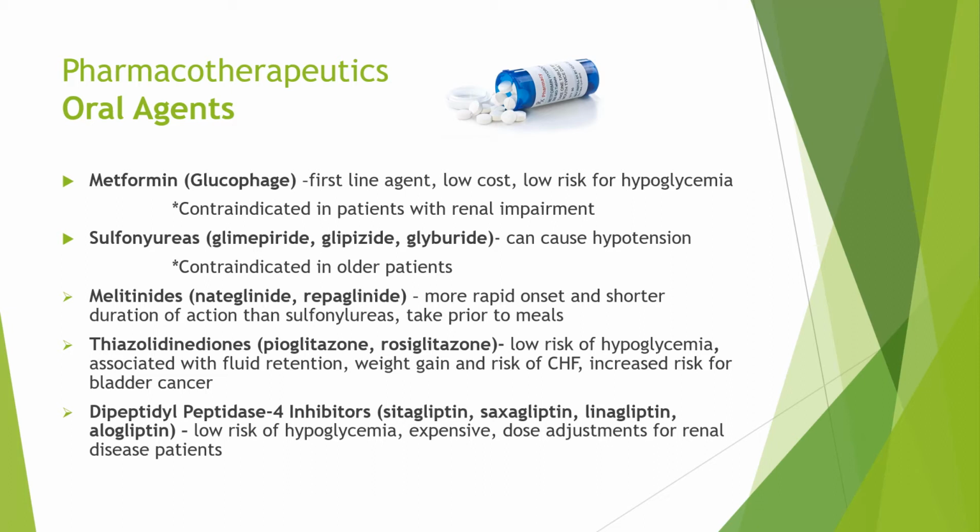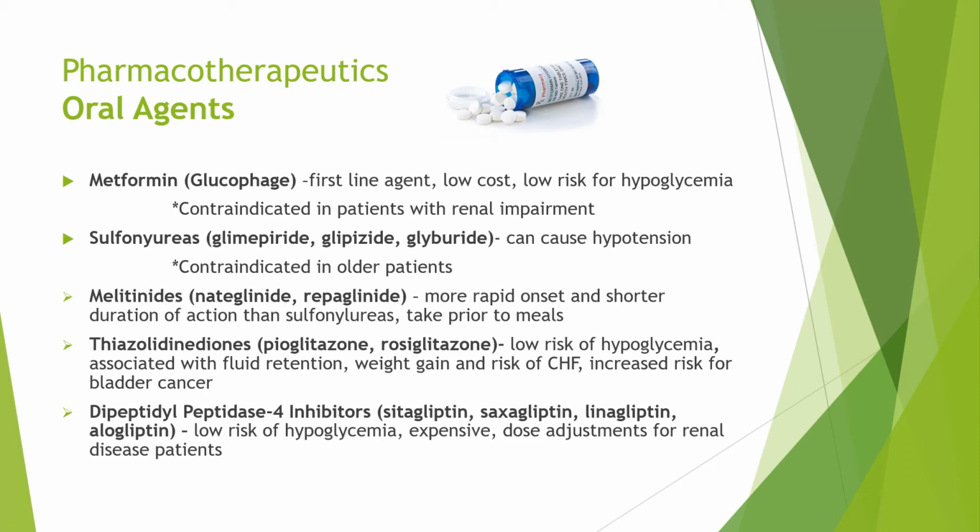Sulfonylureas can cause hypotension and are contraindicated in older patients due to age-related changes in drug metabolism that can result in a longer half-life of the medication. Meglitinides have a more rapid onset and a shorter duration of action than sulfonylureas, and they should be taken prior to meals.